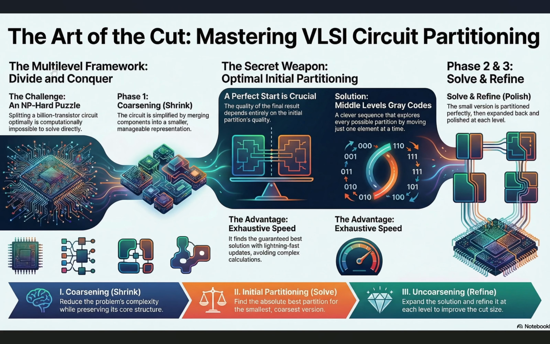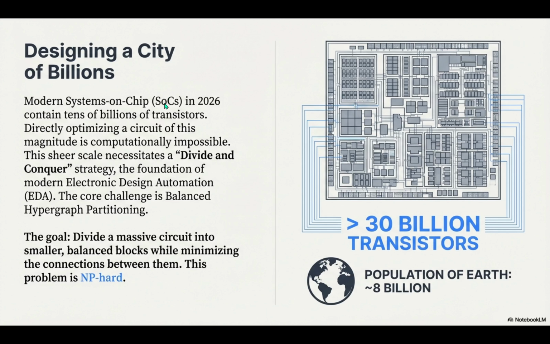And the challenge is, where do you put everything? Exactly. You can't just feed 30 billion components to a piece of software and say, figure it out. It's computationally impossible. The scale forces you to rely on a really old engineering principle, divide and conquer.